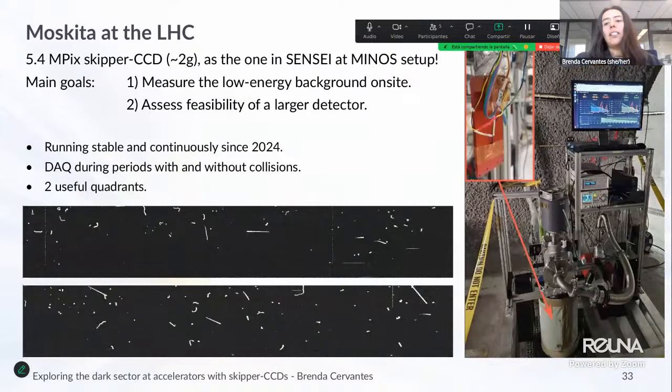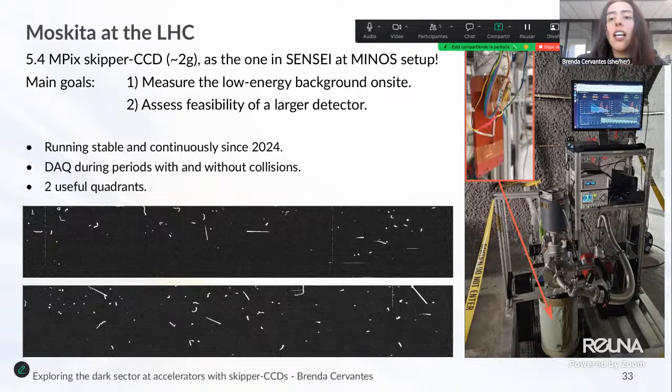This setup is very small. It is essentially one 5.4 megapixel skipper-CCD, which is very similar, or analogous, to the one that we have in the SENSEI at MINOS setup. And it looks like this inside this vessel. We have a lead shield, 2 inches of lead, to reduce the backgrounds a little bit.